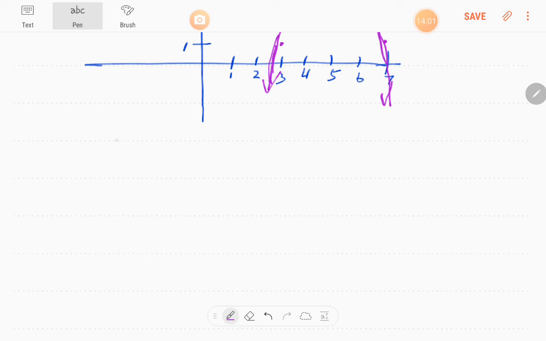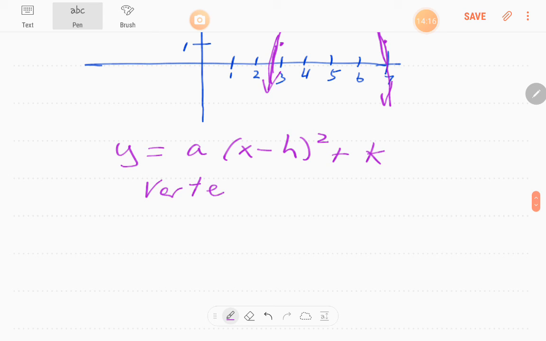One of the things is that you can have the quadratic equation written this way: y equal to a times x minus h, squared, plus k. So here you don't really have to do any calculations. You can just read the vertex right off. So the vertex would be h, k. Okay, so don't be confused with this negative value here.